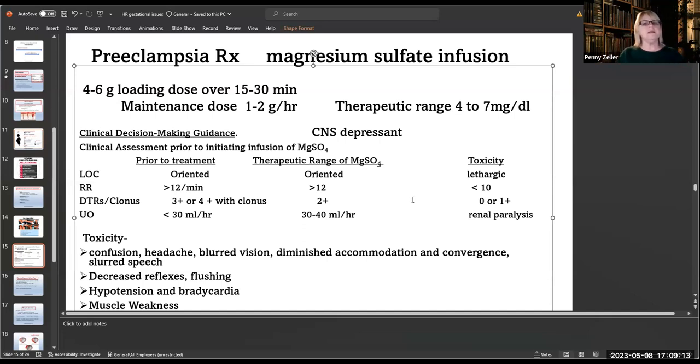If that level of magnesium is not therapeutic, it's less than what it needs to be, then she's going to have hyperactive reflexes and her urine output is going to be down.